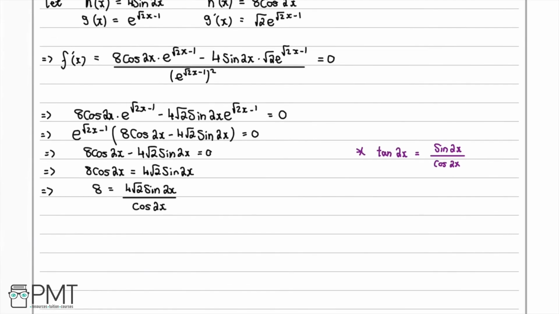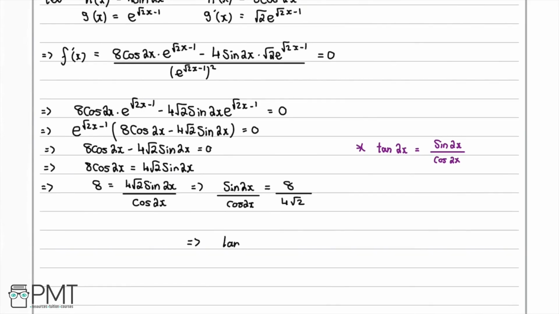So then what we can then do is divide both sides by 4 root 2, which gives us that sin 2x over cos 2x is going to be equal to 8 divided by 4 root 2. So therefore tan 2x is going to be equal to, we can now simplify 8 over 4 root 2, that simplifies down to root 2, and this gives us the answer that we required to show. Tan 2x is equal to root 2.